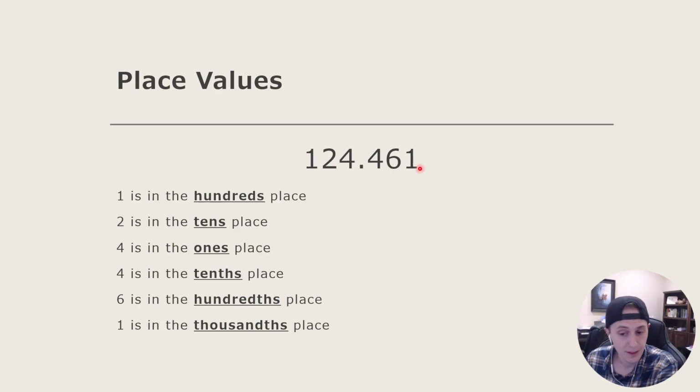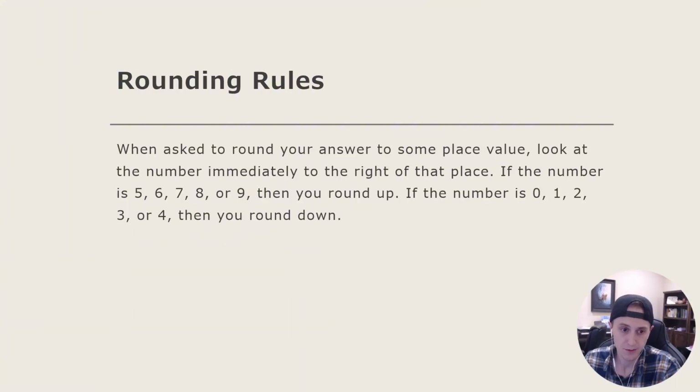So I'm not going to talk about that anymore, but you should know those terms, and if they ask you to round to the tenths place, you should know that's right here. If they ask you to round to the tens place, you should know that's up here. There you go. When it comes to rounding, there's really one rule, and that is when asked to round your answer to some place value, look at the number immediately to the right of that place. If the number is a 5, 6, 7, 8, or 9, then you round up. If the number is 0, 1, 2, 3, or 4, then you round down.